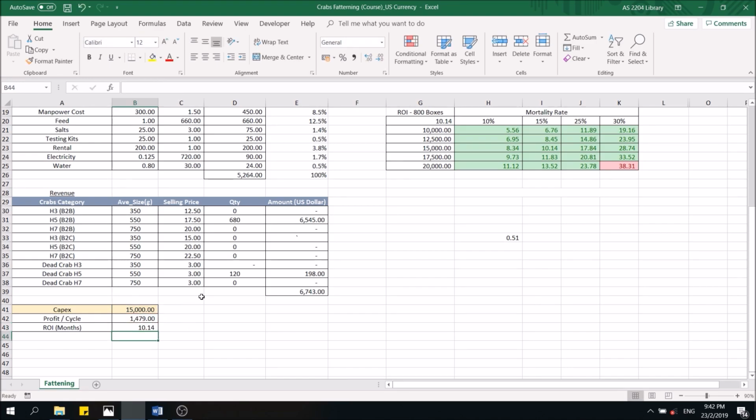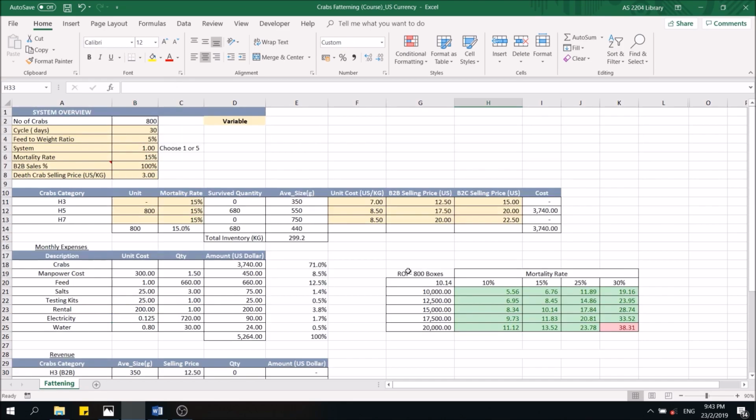Okay, so now I'm going to introduce another table which will show you guys the sensitivity of different capex and different mortality.